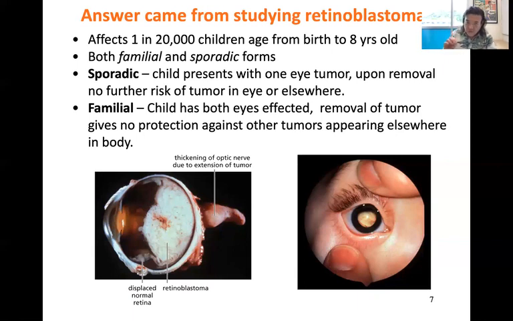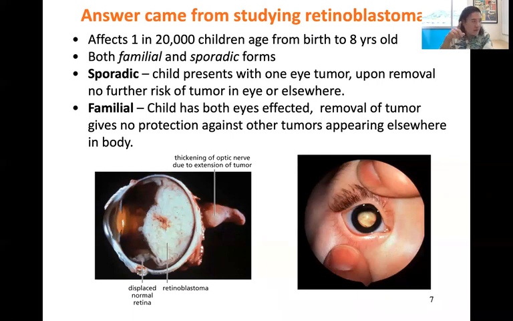The familial form is when the child presents in the clinic with tumors in both eyes. Right? And unfortunately, in this type of the disease, when you remove the tumors or treat them, it doesn't offer any protection, right, against tumors forming elsewhere in the body. And in fact, children who have familial retinoblastoma, they get tumors elsewhere. Right? So that's a big distinction, right? So what's going on there?